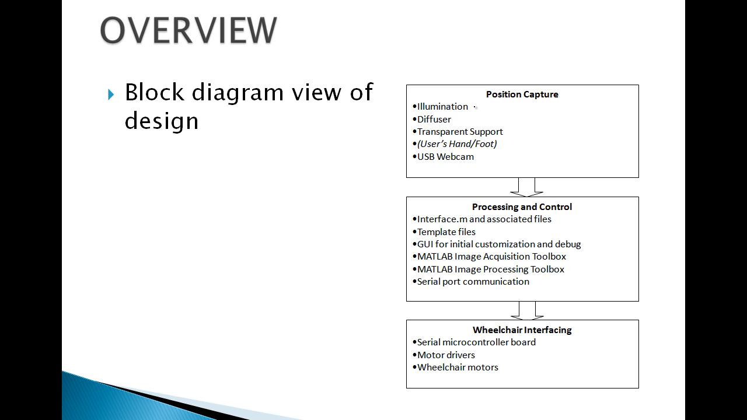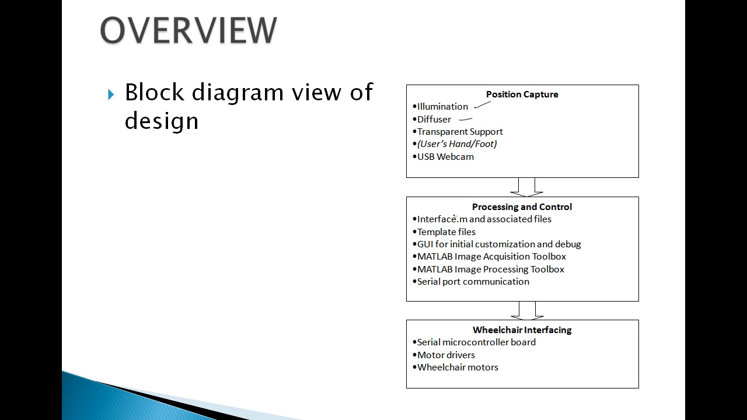Looking back at the components of each block, as you can see, the position capture block consists of an illumination source, which could be an LED matrix to provide uniform illumination to the hand from behind, a diffuser which will diffuse the light from the source so that it doesn't create any artifacts, a transparent support on which the user's hand or foot could rest, and a webcam which is capturing the image.